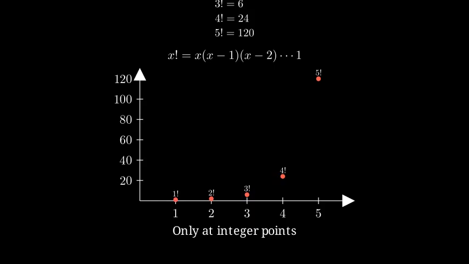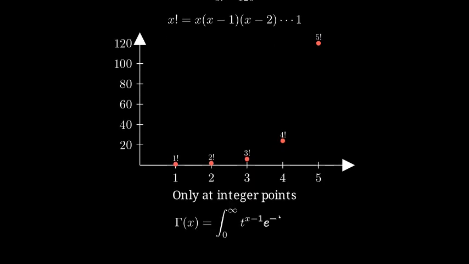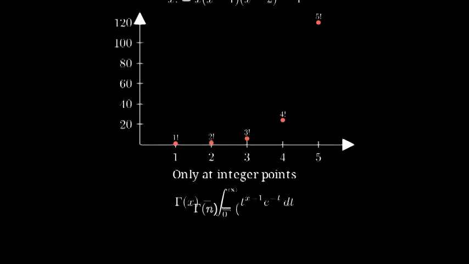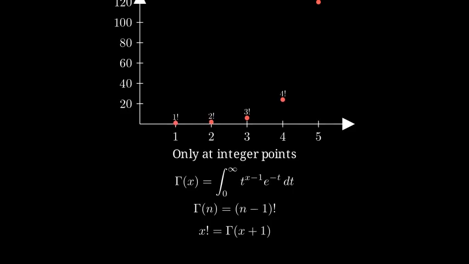We need something continuous. So mathematicians extended reality. Enter the gamma function. It is defined as the integral from 0 to infinity of t to the x minus 1 times e to the minus t dt. This function has a magical property. Gamma of n equals (n minus 1) factorial. So we can write x factorial as gamma of x plus 1.